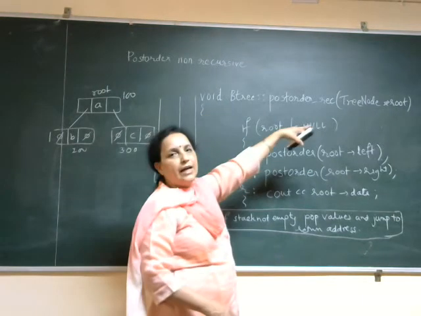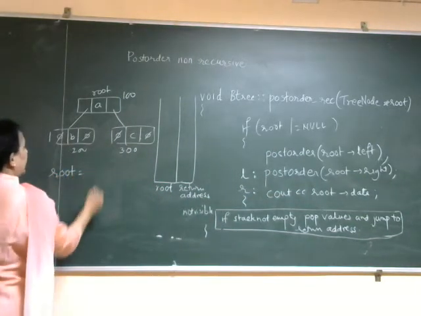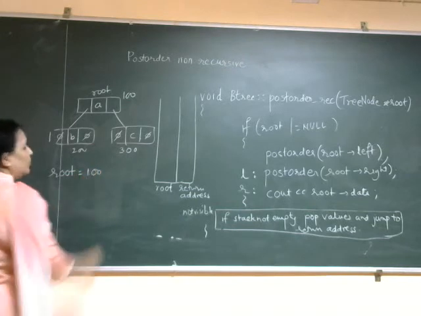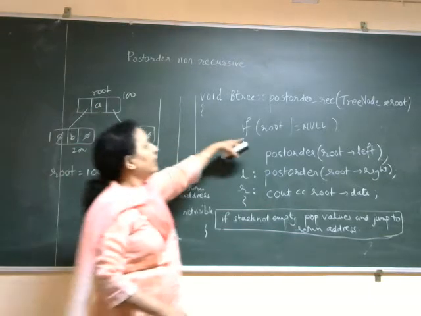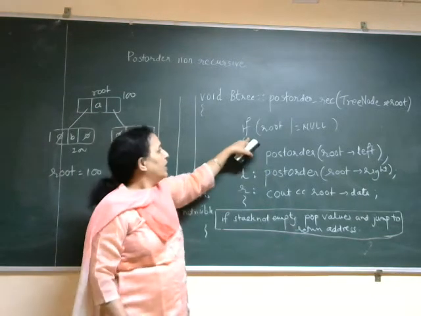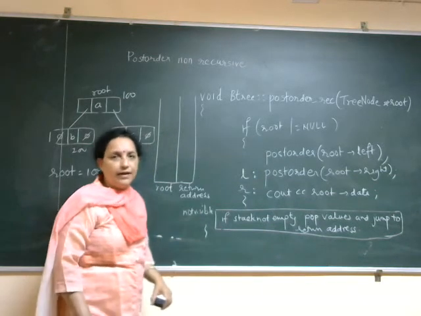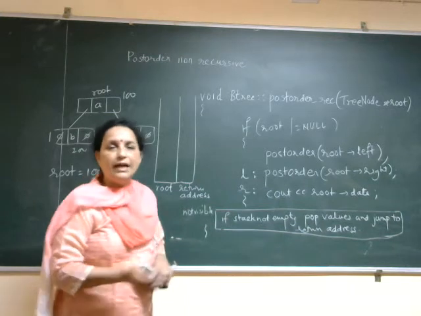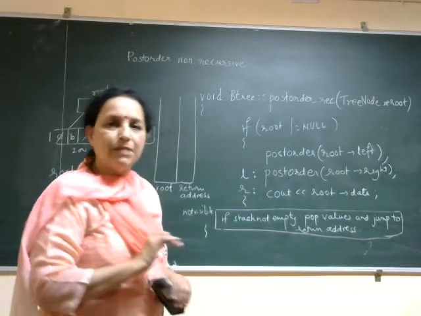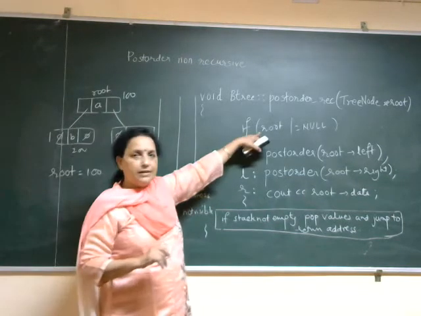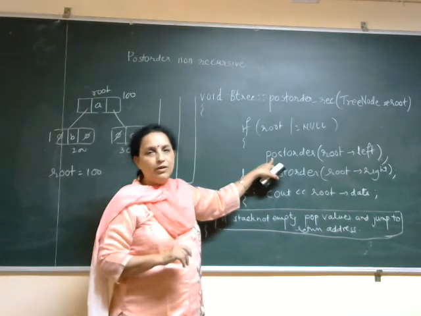We'll solve this, and we start post-order recursive. Now what is the parameter? Root. What is the value of root? Firstly, it is 100. Root is 100 means the data is A. Now we'll start executing this function. Root is null? No. Root has value 100, the address. Actually the address is somewhat different, but for the time being I am taking 100, 200 and 300 for simplicity. Root is null? No, root has the value 100, so we'll come to this call, post-order.